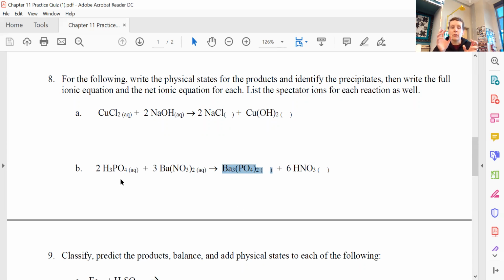It doesn't matter if you put the 3 bariums before the phosphate or after the phosphates, but you'll have 3 barium ions and 2 phosphate ions, both aqueous, will react to form this substance, barium phosphate, which is a solid. Your spectators are hydrogen, because hydrogen is aqueous on both sides, and nitrate, because nitrate is aqueous on both sides.